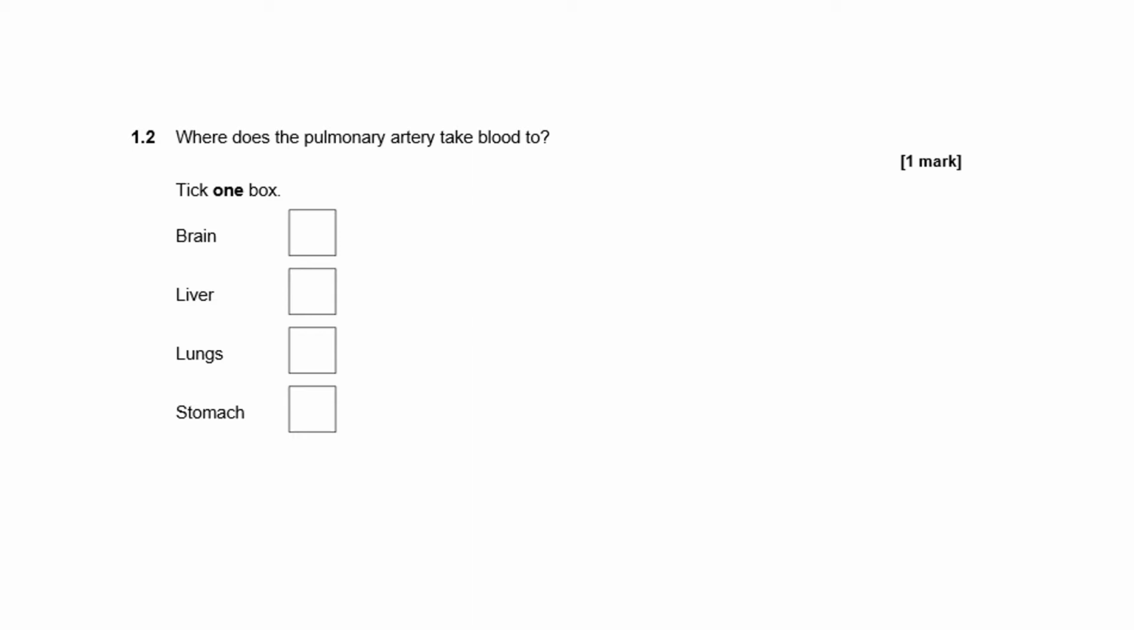Remember to also make sure you are ticking the right number of boxes. It does say tick 1 box, it's worth 1 mark. If it was 2 boxes, it would normally be worth 2 marks. So make sure you only tick 1. If you ticked the lungs and another answer, you would get 0 marks. So make sure that you are ticking the right number of boxes.